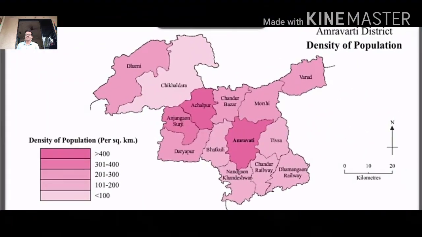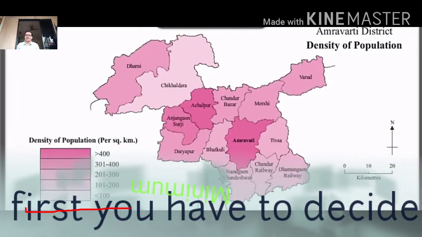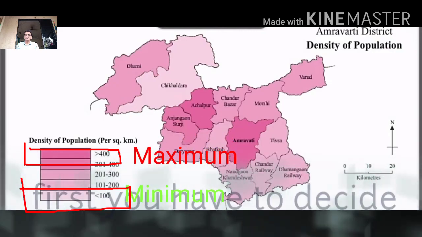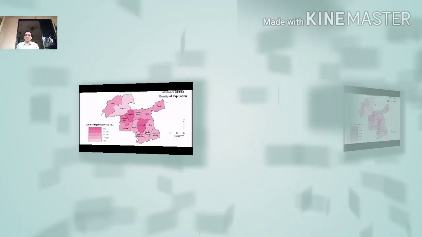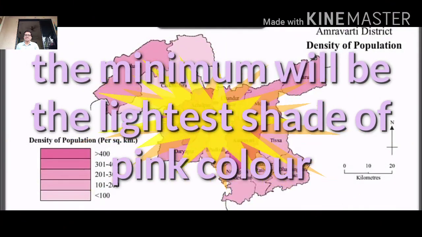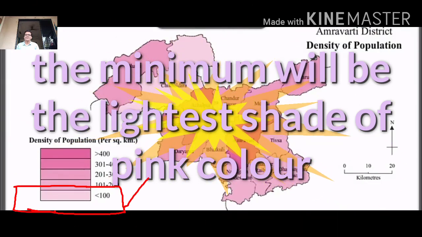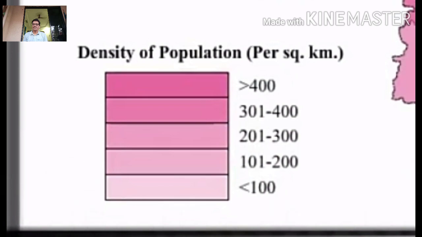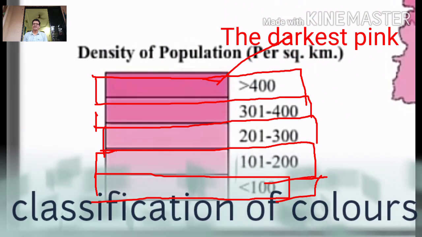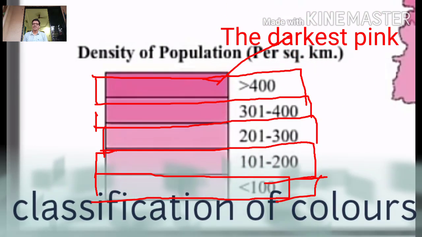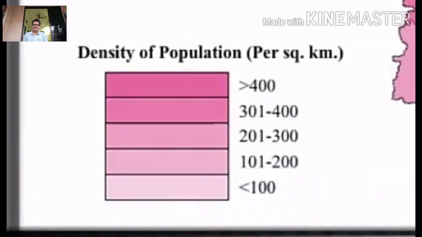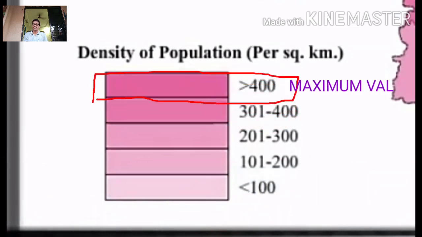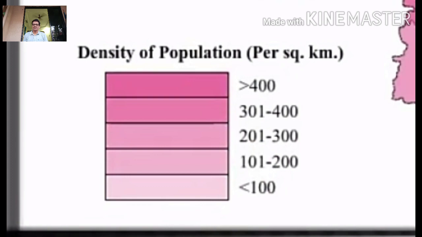First, you have to decide the minimum and maximum values of color. Now from the minimum and maximum, the minimum will be the lightest shade of pink color. Now as you go up into the classification of colors, the darkest pink will be your what? Yes, you are right, it is your maximum value.